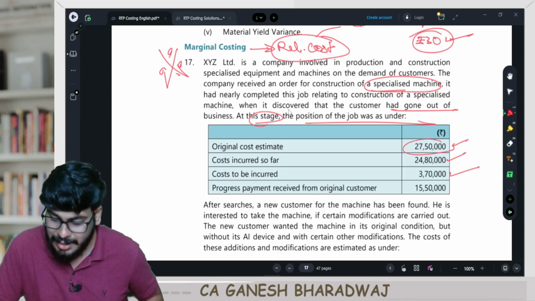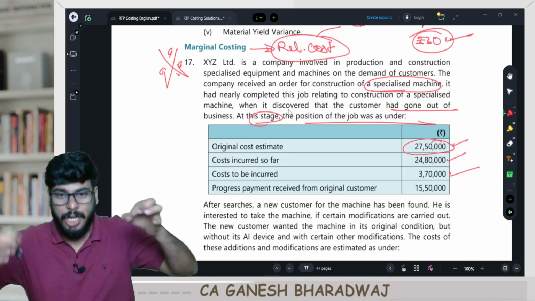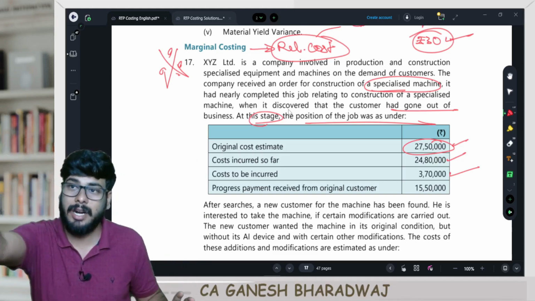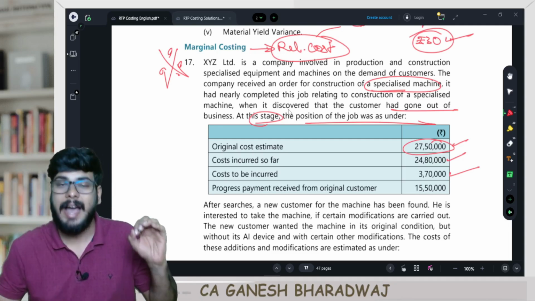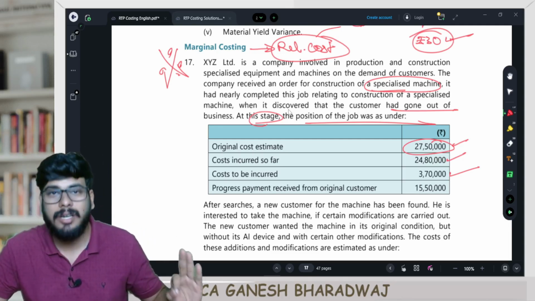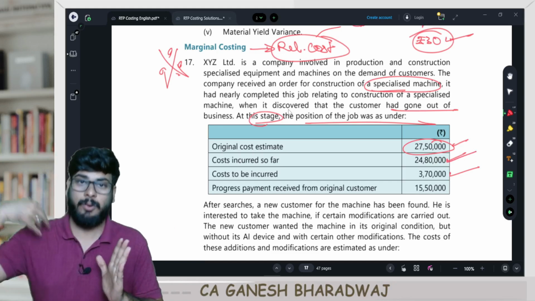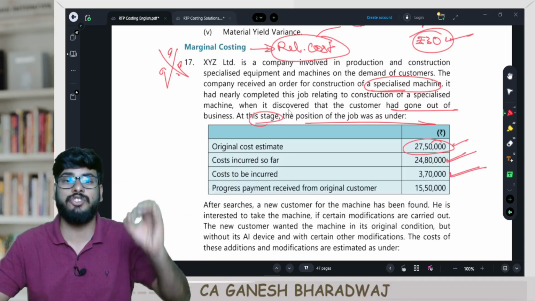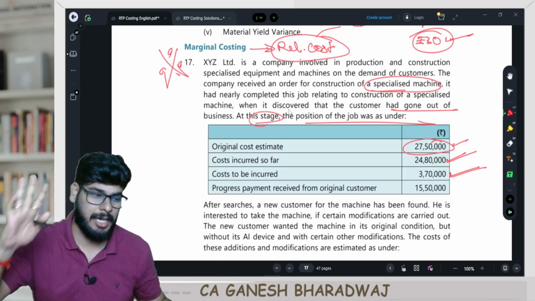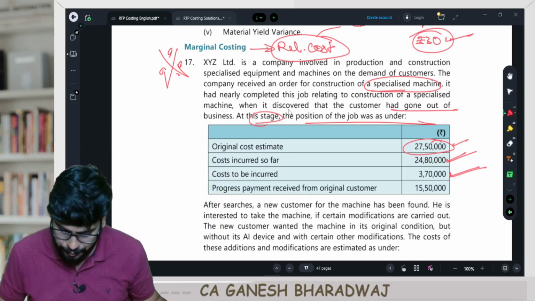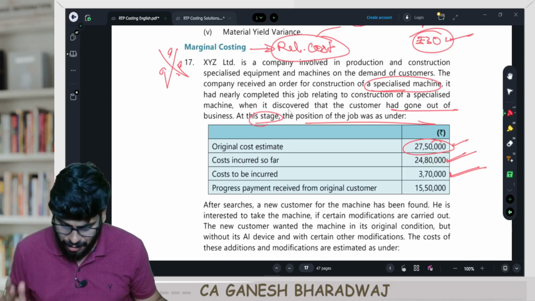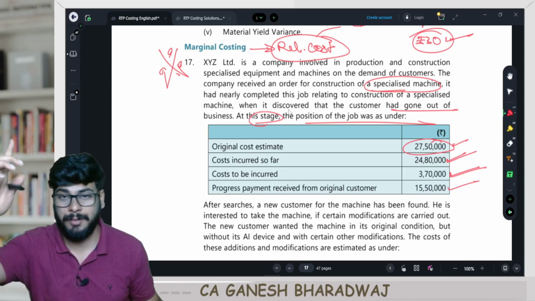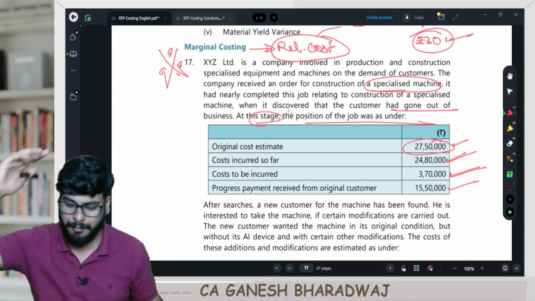No. This was an estimate they made at the beginning, right? Today, the day when they realize that the customer has run out of business, which means he's not going to buy from them, as on date, they see they have incurred 24,80,000, and as on date, a fresh estimate was made, and they are saying that a further 3,70,000 needs to be incurred to complete this project. Are you clear with this? This is what they are saying. Next, as on date, they have received a total of 15,50,000 rupees from the original customer, the customer who has run out of business, right?